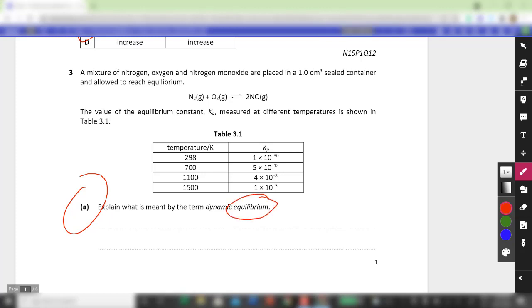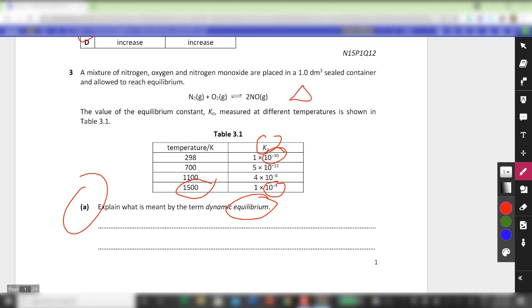Okay, so now we'll take a look at the table very quickly, table 3.1. For table 3.1, we have a table showing how adjusting the temperature causes the Kp to increase from 10 to the power minus 10 at 298 Kelvin all the way until 10 to the power minus 5 at 1500 Kelvin. So in this case, you will observe that as I increase the temperature, the Kp value actually increased. From here, it is quite obvious that this is an endothermic reaction.